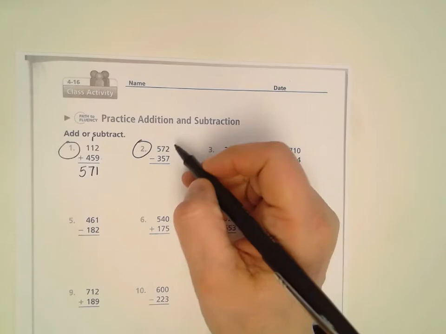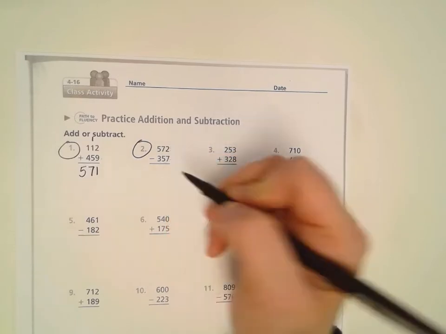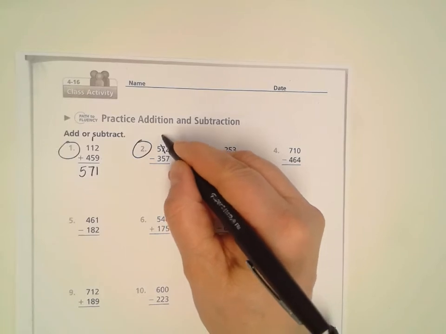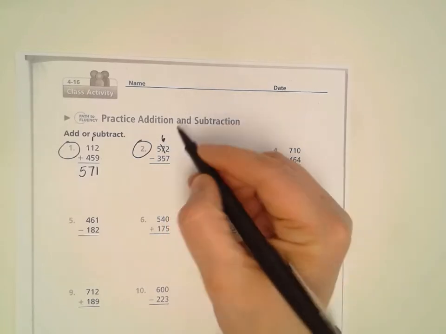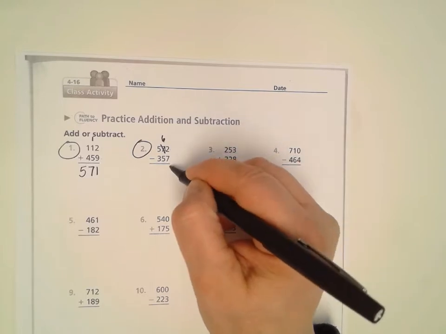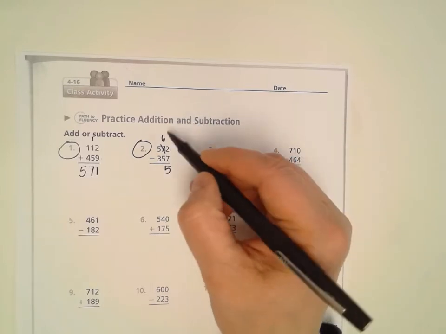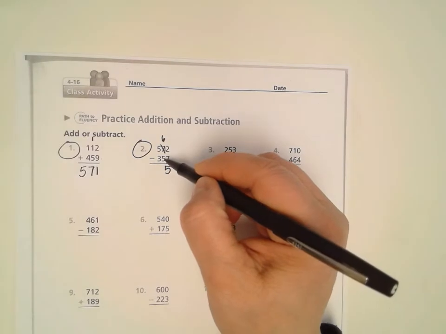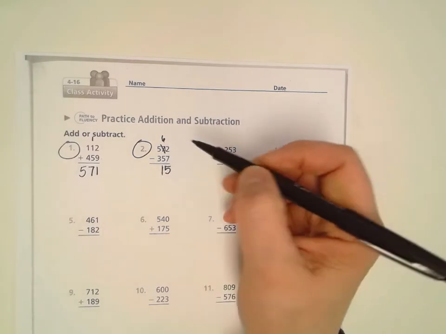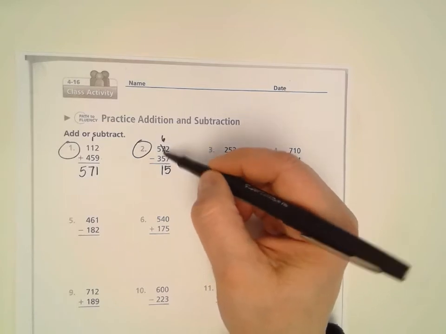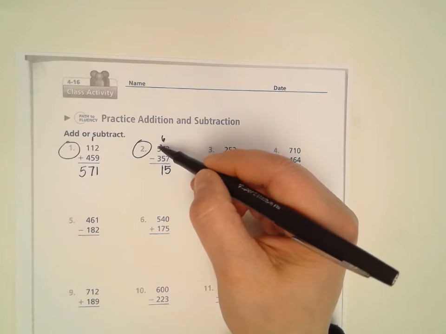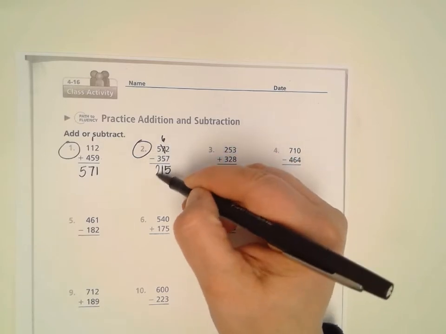So we take 2 ones minus 7 ones. Definitely can't do that. So I'm going to go over and take a 10, make that 6 tens, take that other 10, and make it into 10 ones. So I have 12 ones minus 7 ones gives me 5. And then I have 6 tens minus 5 tens, which gives me 1 ten. And then hundreds, I don't have to ungroup here because I had enough there. 5 hundreds minus 3 hundreds gives me 2 hundreds, 215.